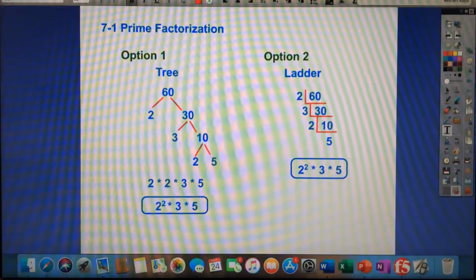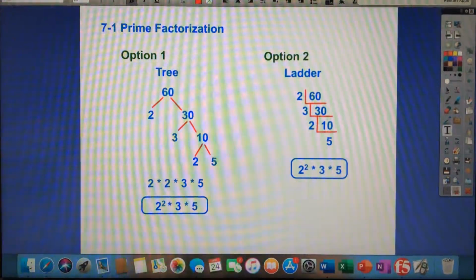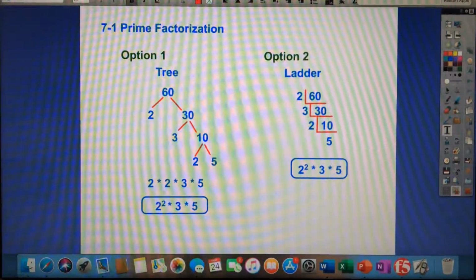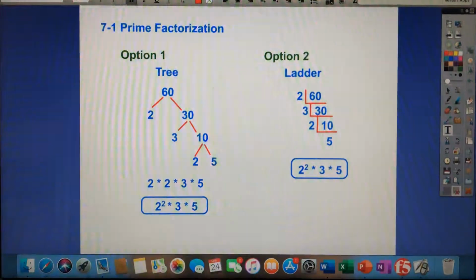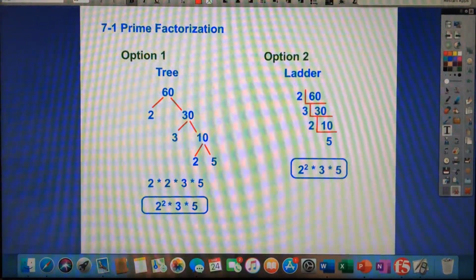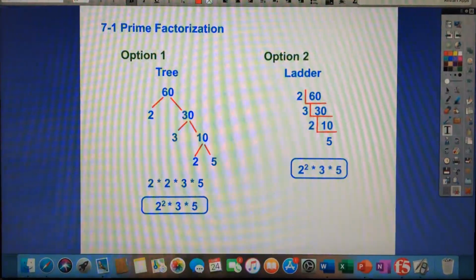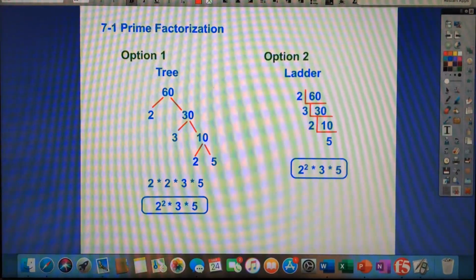Okay, how many of us remember how to do prime factorization? This was our lead-in into factoring polynomials, which is probably the most difficult unit that we had in algebra this year. So this was day one, if you recall. Very simple, but let's review it because we should.